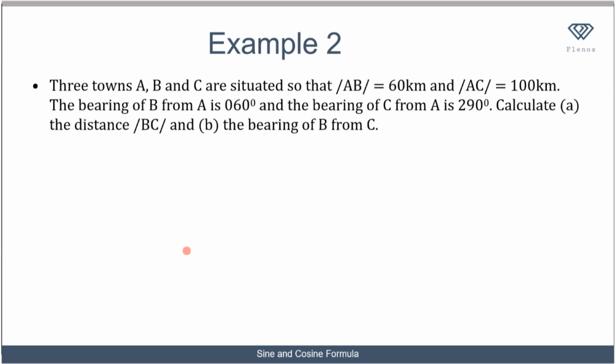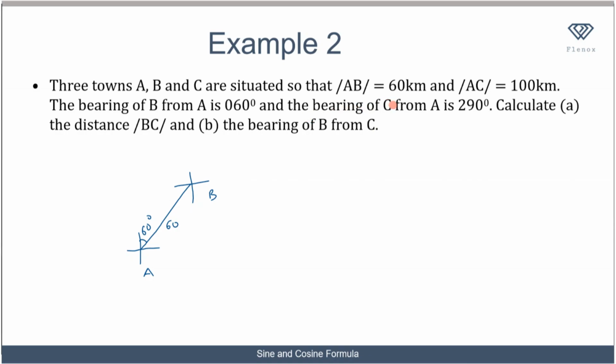So the first thing we want to do is sketch this out. We're told that the bearing of B from A is 60 degrees. So the first thing we do is identify point A. If I say this is my point A, I'm told that the bearing of B from A is 60 degrees, so I measure 60 degrees. And I'm told that the distance AB is 60 km.